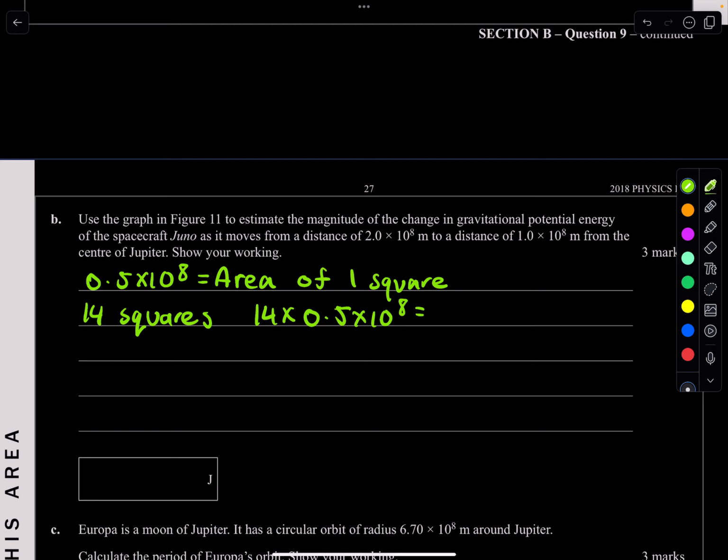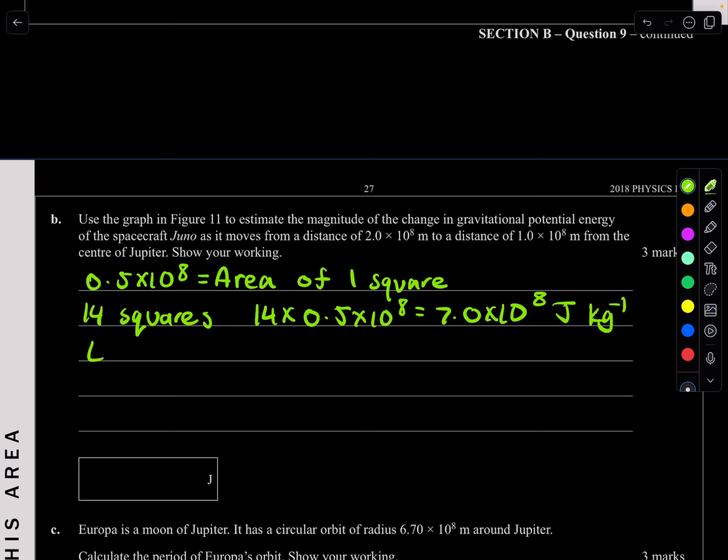That's going to give me just 7.0 times 10 to the power of 8. But remember, this is not energy, by the way. It's pretty much joules per kilogram. Joules per kilogram. To get the actual energy, you have to multiply by the mass of Juno.